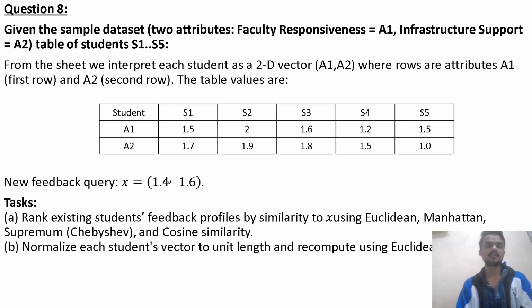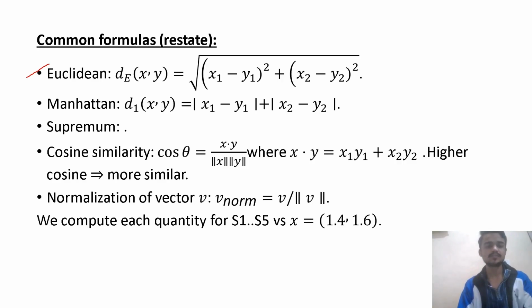Now, question 8. Given the sample data set from the sheets, we interpret each student as a 2D vector, as in the table we can see here. The tasks are to rank existing students by similarity to the profile using Euclidean, Manhattan, supremum and cosine, then normalize each student's vector to unit length and recompute the Euclidean distance. Here we can see the formulas.